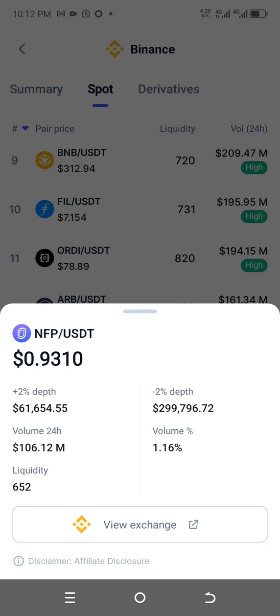Okay, so the volume here, at the left hand side, is $106.12 million. It has liquidity of 652. Okay, and this minus side has what volume? 1.16%.